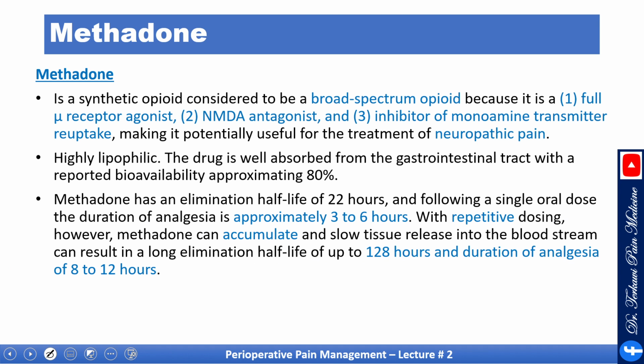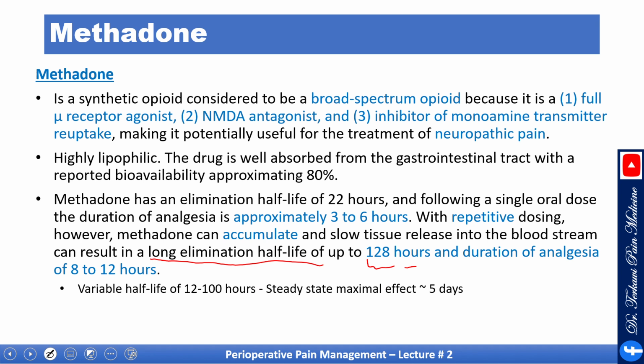Methadone has an elimination half-life of 22 hours. Following a single dose, it's 3 to 6 hours. Repetitive doses accumulate and slowly release from the tissue, and therefore the elimination half-life is longer after repetitive doses and unpredictable, and it can be up to 128 hours, or 5 days. Peak analgesia is 10 to 15 minutes after IV dosing.